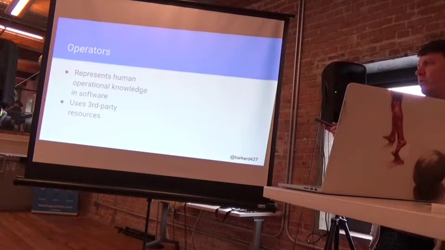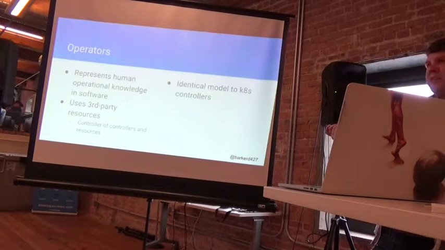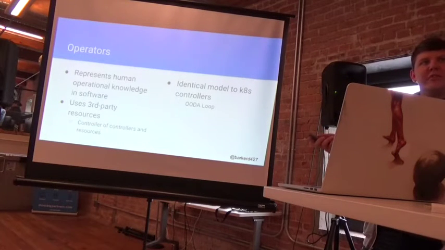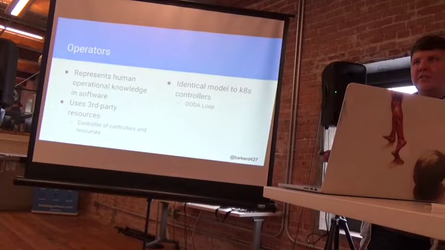With third-party resources you can create a controller that controls replication controllers and daemon sets and pods, and then create controllers that control other controllers, and they get a little complicated in there. So a controller of controllers and resources is the simplest version of that explanation. It's an identical model to the current Kubernetes controllers. It's the OODA loop, which is observe, orient, decide, act. So you observe the current state, you orient based off of what it's supposed to be, you decide if you need to act, and then you act on that decision.